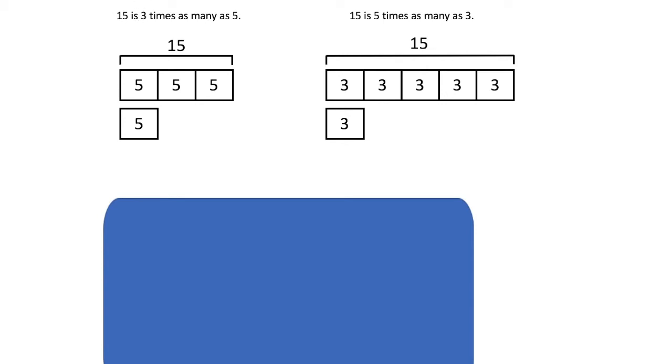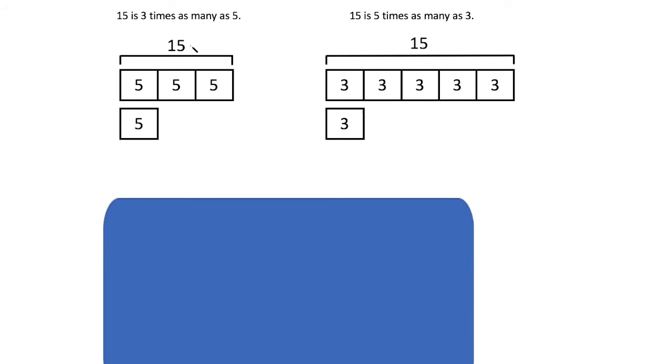So we have 15 is 3 times as many as 5, and that can be represented with 15 is, here's our equal sign, 3 times, here's our multiplication symbol, as many as 5. So that can also be shown here in our bar model, that is 3 represented by 3 boxes times as many as 5. There are 5 in each box. 5 plus 5 plus 5 equals 15.